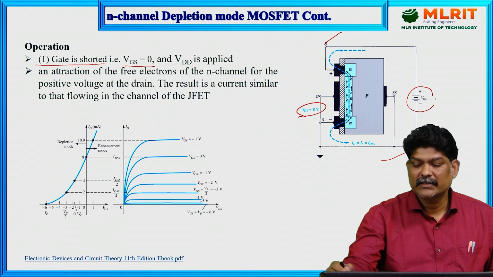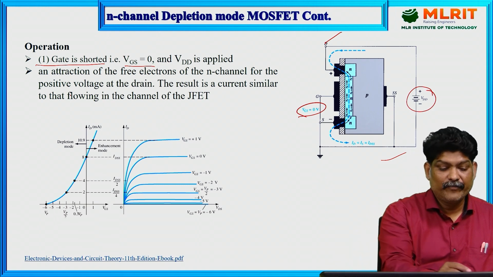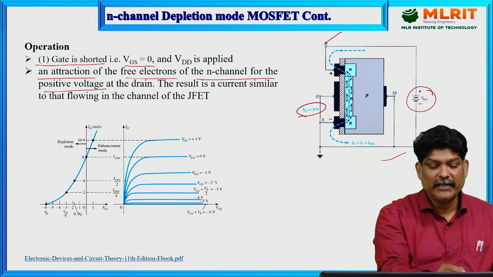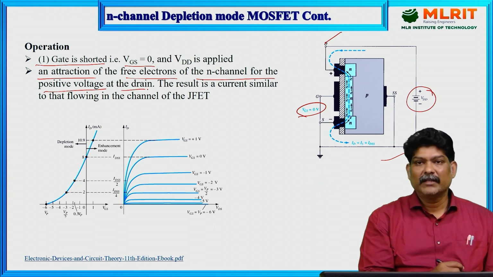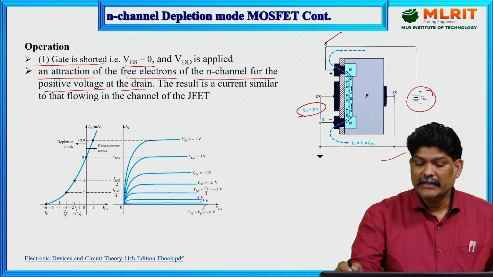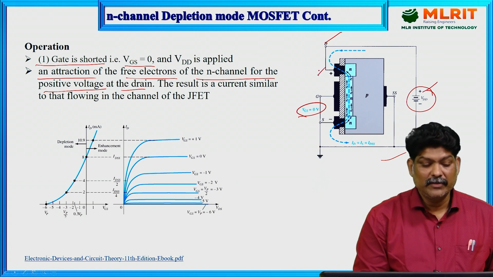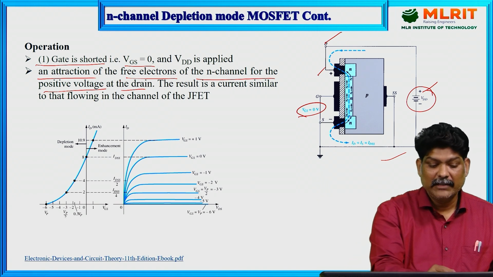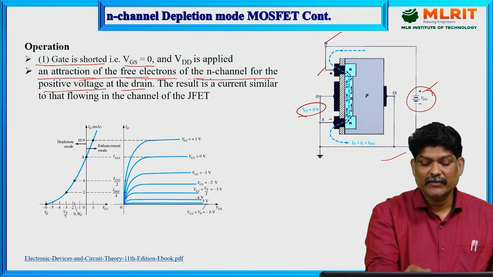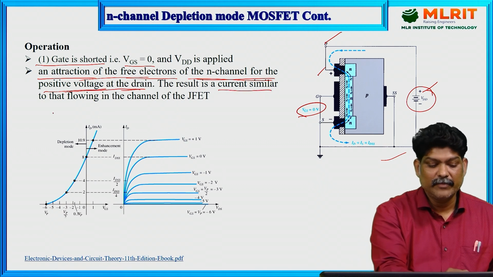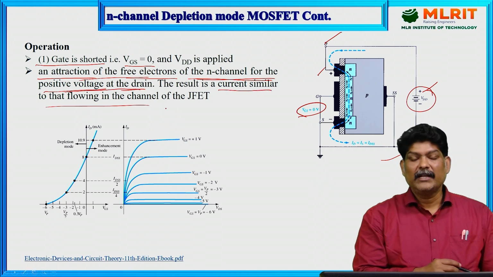So this is VDS. Now there is an attraction of the free electrons of the N channel for the positive voltage at the drain. Here the drain is positive and it is connected to positive, so it is a forward bias condition. So the electrons from the channel are attracted to the positive voltage at the drain. This results in a current similar to that flowing in the channel of a JFET.